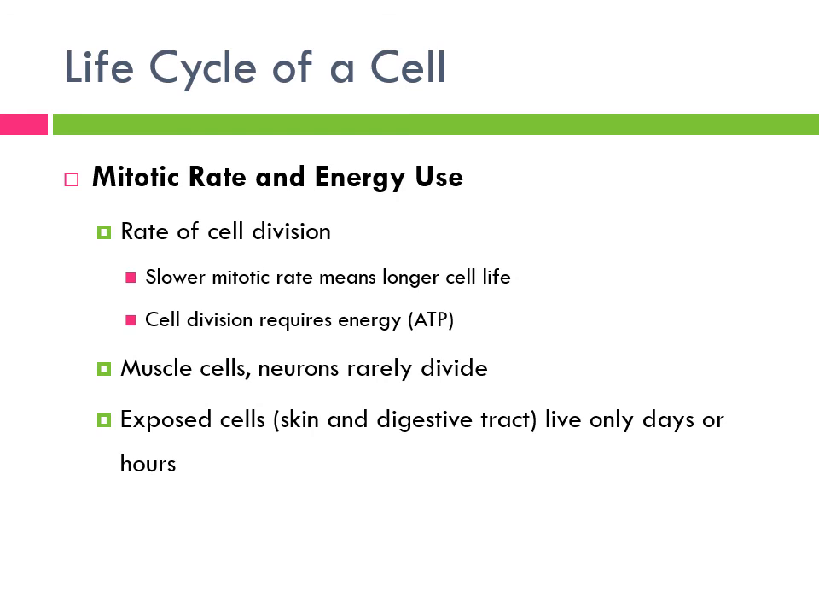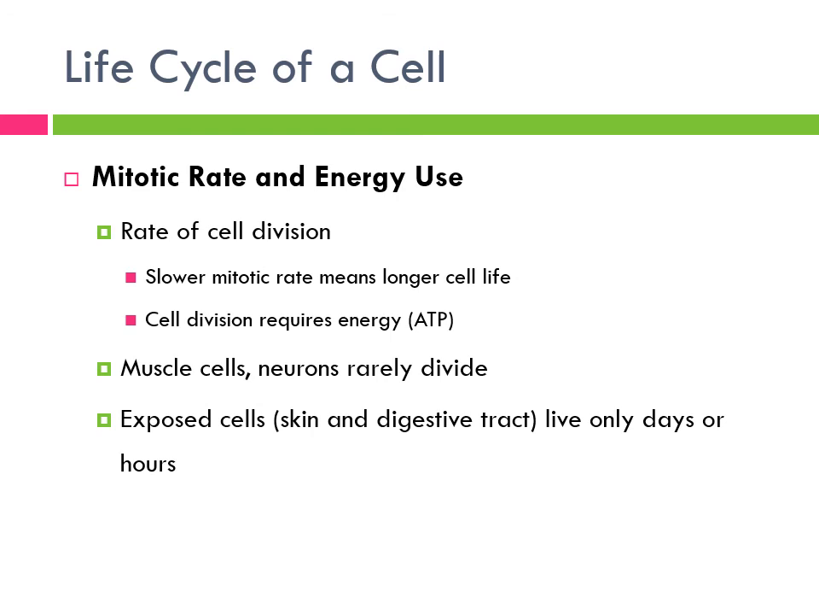Our cells all divide at different rates. A slower mitotic rate means a longer cell life. So a cell only lives until it divides. If it divides every 5 minutes, then the cell life is 5 minutes. If it divides every 5 years, then the cell life is 5 years. So the slower the mitotic rate, the longer the life of the cell.